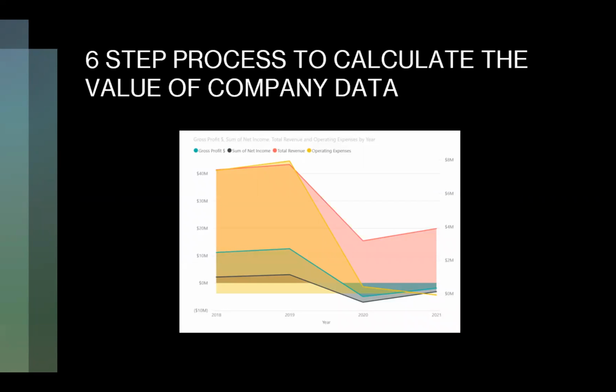So we'll begin to highlight again: gross profit compared to total revenue, operating expenses, and net income. So, deriving the business value, you can see that you would want a more profitable business.